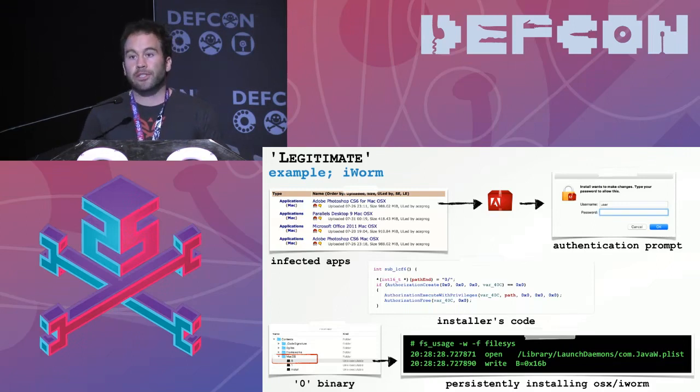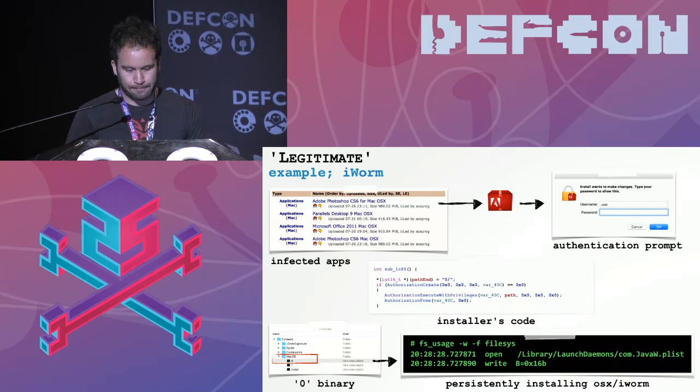Now, once the user enters their credentials, the malware executes something named 0, and this will be executed as root. If we look at what that 0 binary does, it persists the malware as a launch daemon, which means the malware will now be always running as root, persistently.